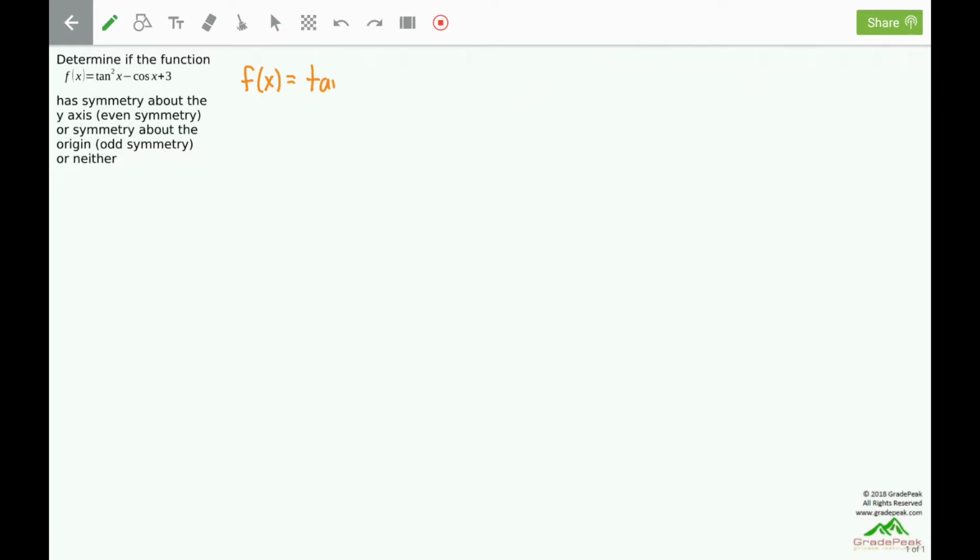f of x is tangent squared of x minus cosine of x plus 3. Tangent is equal to sine over cosine. Tangent squared will be sine squared over cosine squared, minus cosine of x plus 3.